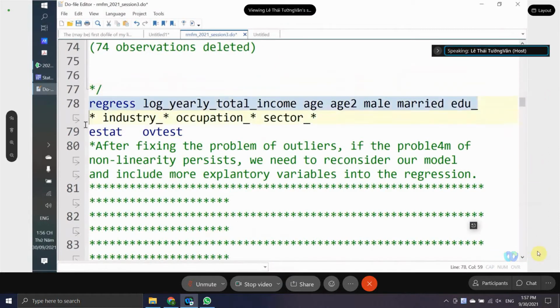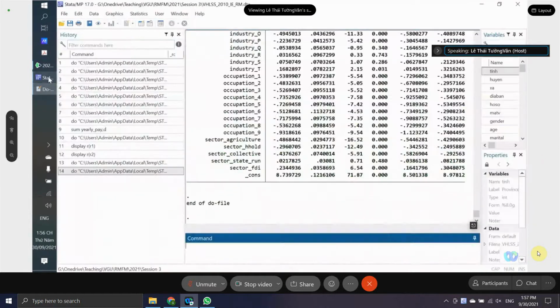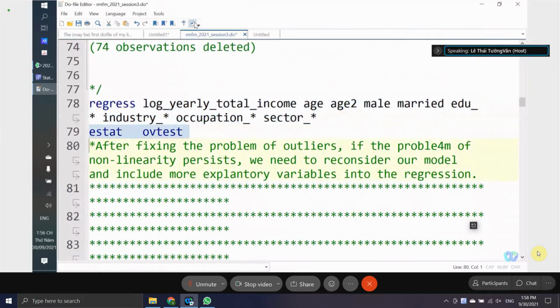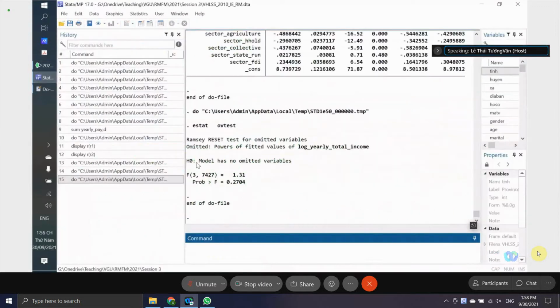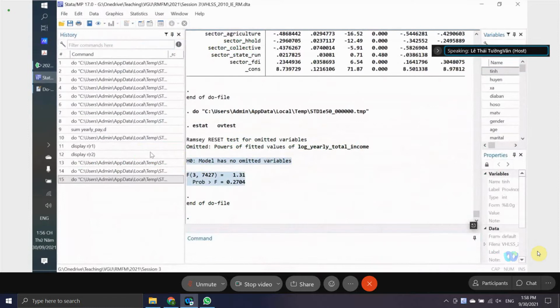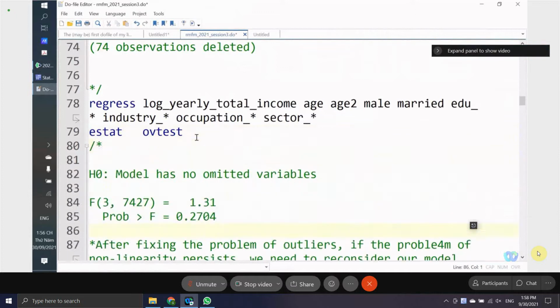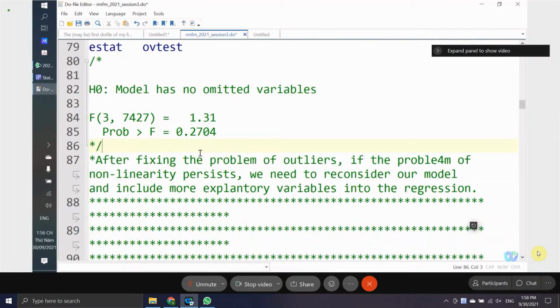Now, if you run the regression again, it will provide you with a result that looks more or less the same. And then if you run the nonlinear test, you will see that, so what is our conclusion now after deleting the outliers? It seems to be okay, right? So this is a way of empirical modeling, ladies and gentlemen.